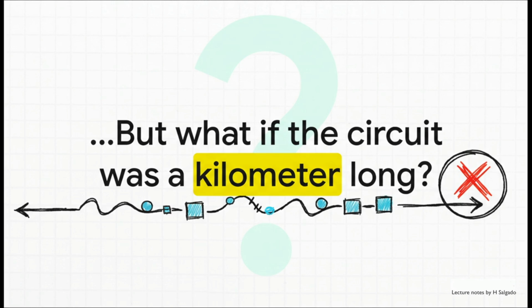Let's change the scale. Imagine that same circuit, but we stretch the wires out so they're a kilometer long. Now, does it still make sense that the current at the beginning of the wire is instantly the same as the current at the end? No way. A signal can't teleport across a kilometer. It has to travel. And this is the exact point where our simple model completely falls apart.